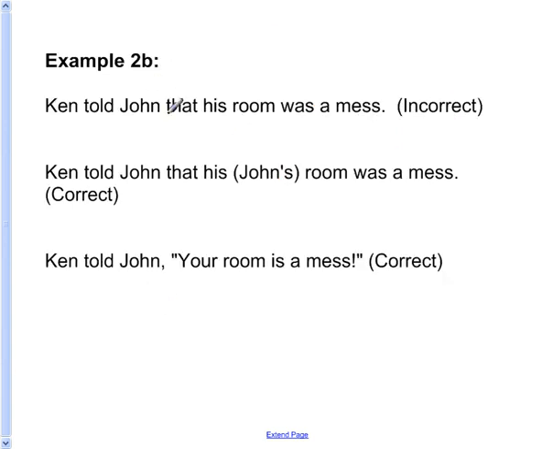And finally, example 2b, Ken told John that his room was a mess. This is a problem, because we don't know who his is referring to. Is it Ken's room or is it John's room? Let's fix this. Ken told John that his (John's) room was a mess. His is clearly referring to John's room because in parentheses beside it, we've indicated John's. Again, a bit clunky. To avoid that, why not have Ken state some direct speech where we put the direct speech in quotation marks. Ken told John, "Your room is a mess." It's correct. We know that your is referring to John since Ken is speaking.